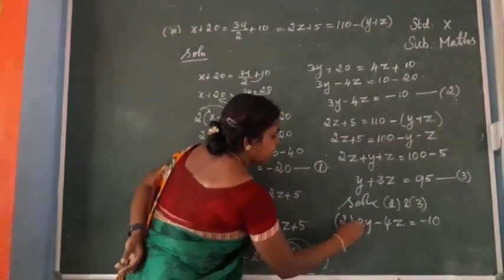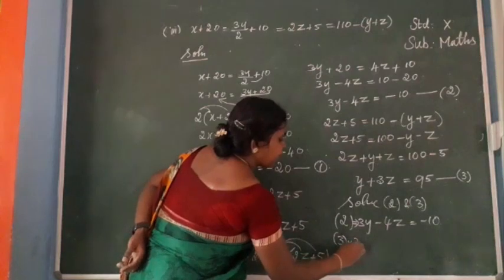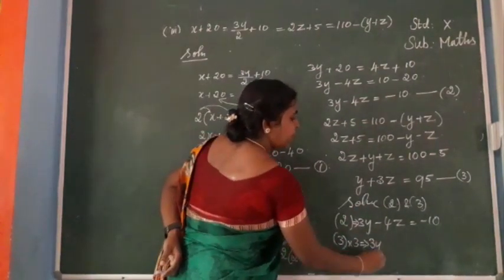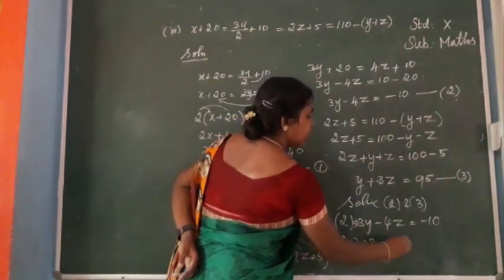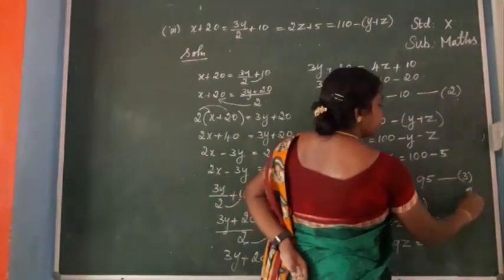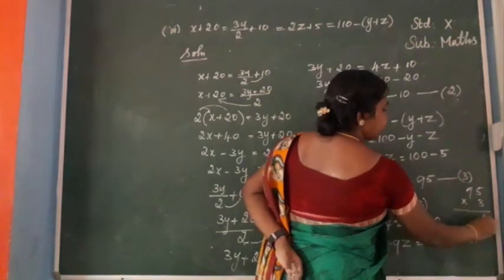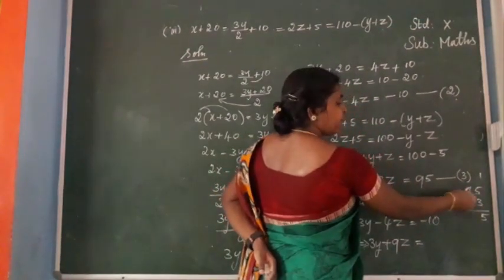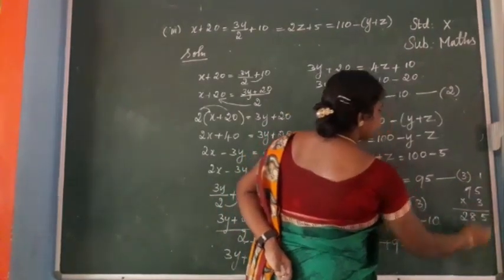Third equation into 3. Multiply and say y into 3, 3y, plus 3z into 3, 9z equal to 95 into 3. 3 9s are 27. 27 plus 1, 28.